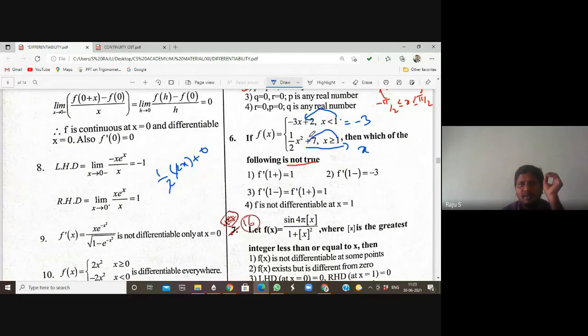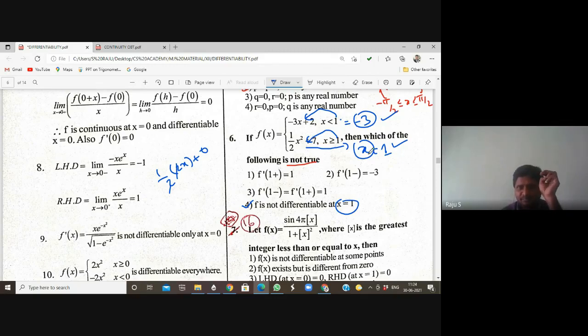after differentiating, what about the left hand derivative at 1? Minus 3. What is the right hand derivative? Substitute 1 after differentiating, we got x, in place of x substitute 1, we are getting 1. So minus 3 is not equal to 1. Am I right? So that fourth option is correct. It is not differentiable at 1 because fourth option is right.